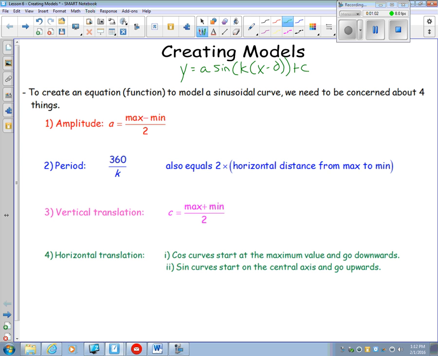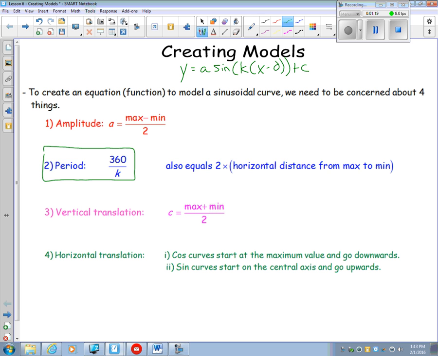So back to the beginning of this unit, we talked about the amplitude is your max minus min divided by 2. Your vertical translation, your c, would be max plus min divided by 2. We've been using the equation period equals 360 over k repeatedly. That was kind of handy.